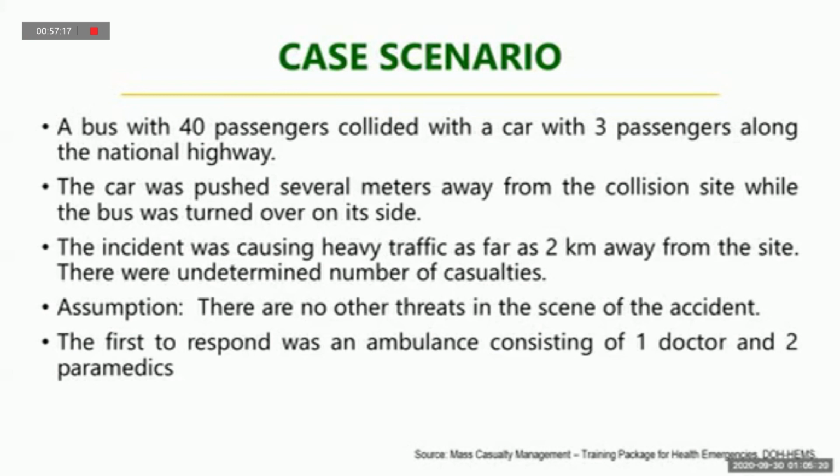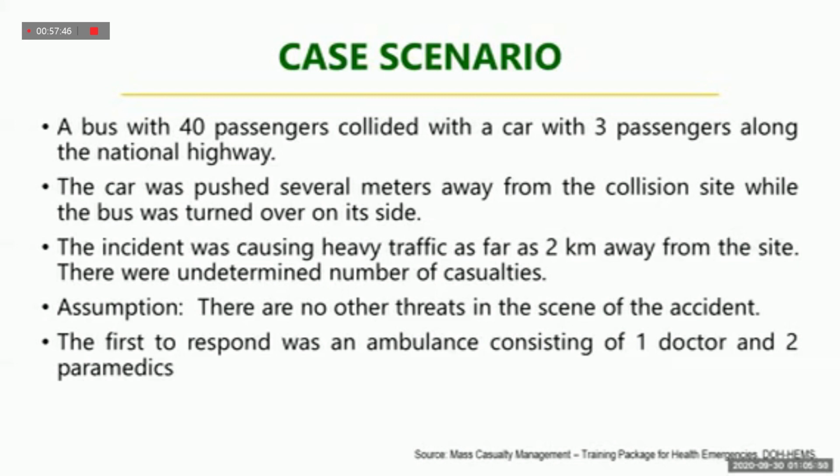Case, a bit of an exercise. We have a case scenario here. Let's say the bus with 40 passengers collided with a car with 3 passengers along the highway. So the car was pushed several meters away from the collision site while the bus was turned over on its side. The incident caused heavy traffic as far as 2 kilometers away from the site. There were an undetermined number of casualties.